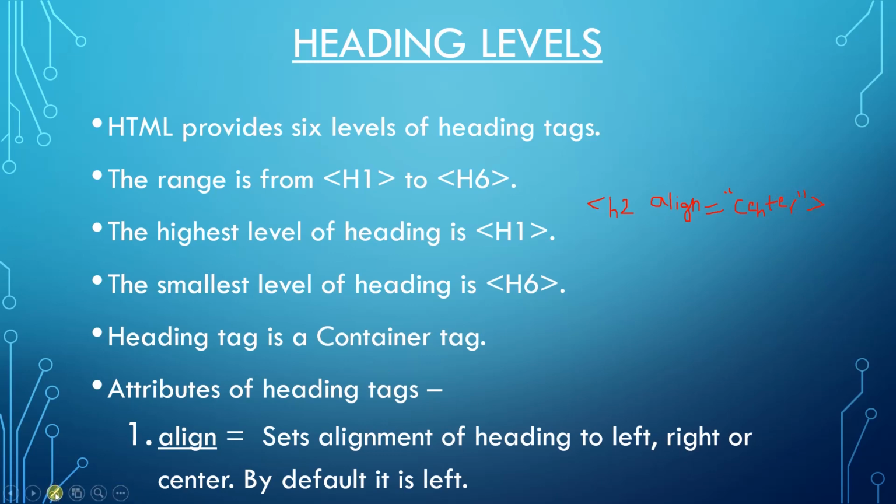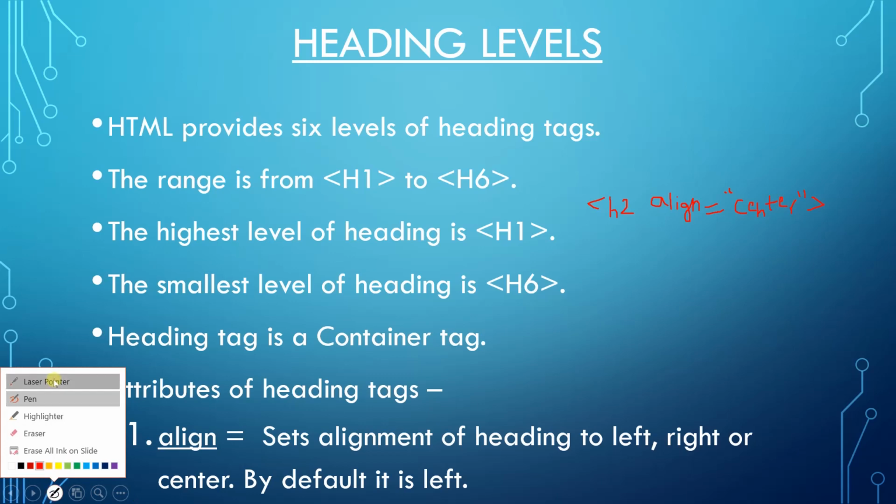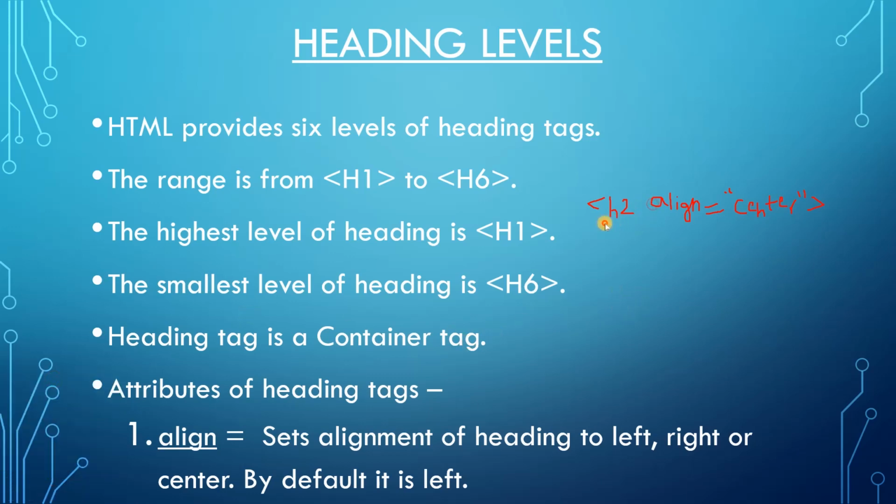Okay, so just try to understand this. Handwriting is not proper, but try to understand how we are writing the attributes. See, in this way we have to write the attribute. It has to be written inside the greater than sign, not outside it. Okay, write any level of heading. Now here I have written H2. You can write H1, H2, H3 till H6. You can write any level of heading.